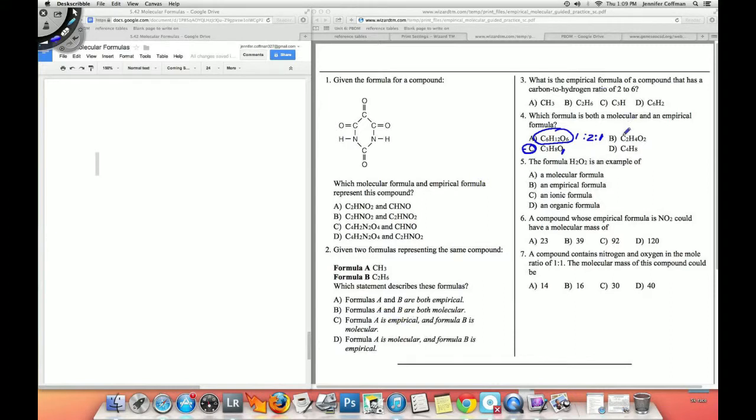Okay? And then we have answer choice B here, C2H4O2. This is a molecular formula because I can reduce it to C1H2O. Okay, I can make this a 1 to 2 to 1 ratio. And then this one is a molecular formula because, again, I can reduce this to C1H2.